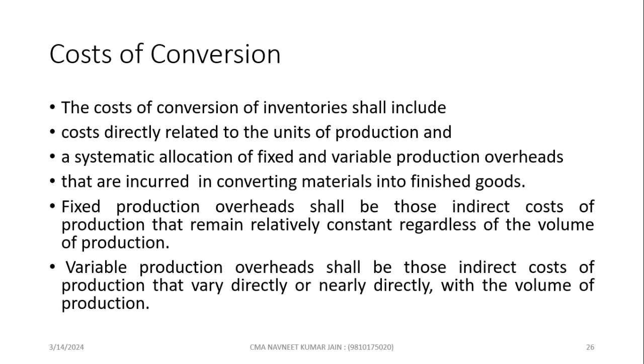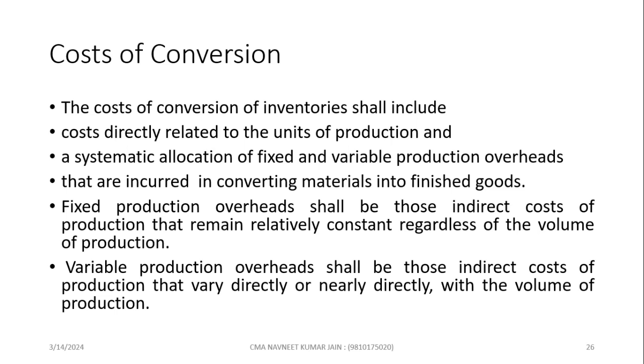Now, coming back, a systematic allocation of fixed and variable production overheads that are incurred in converting the materials into finished goods. I think this is the same terminology, same understanding we have, and we are guided by these principles while we do the valuation of inventories in our cost records. Fixed production overheads shall be those indirect costs of production that remain relatively constant regardless of the volume of production. This is a general explanation of the fixed production overheads.